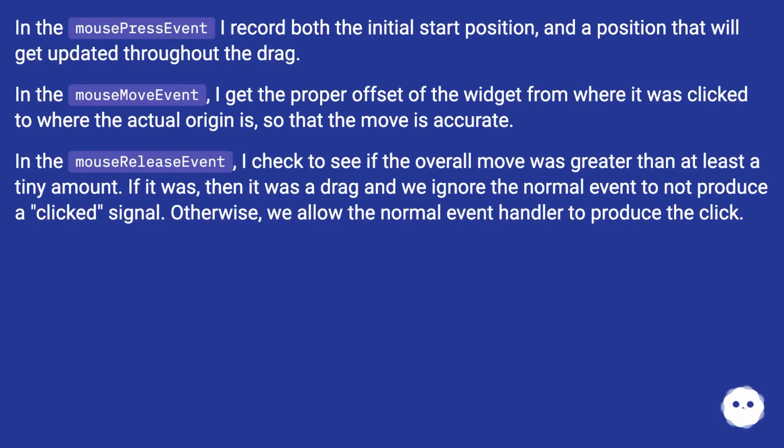In the mouseMoveEvent, I get the proper offset of the widget from where it was clicked to where the actual origin is, so that the move is accurate. In the mouseReleaseEvent, I check to see if the overall move was greater than at least a tiny amount. If it was, then it was a drag and we ignore the normal event to not produce a clicked signal. Otherwise, we allow the normal event handler to produce the click.